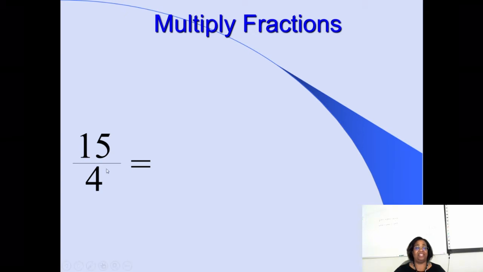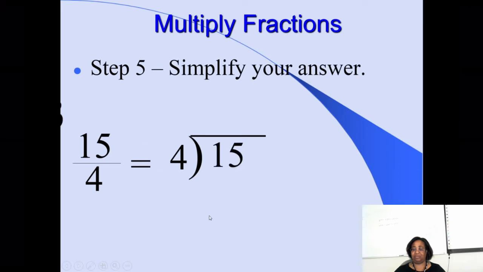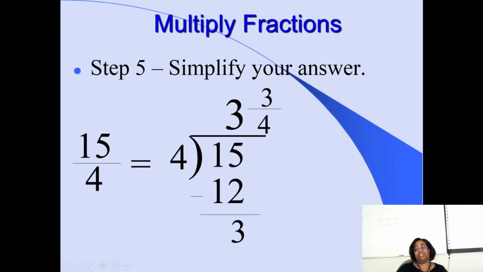Isn't this 15 divided by 4? Remember, one of the uses of fractions is division. So 15 divided by 4, 4 will go into 15 3 times. That leaves me with a 3. So what happens is the remainder here becomes my new numerator. And I keep the same denominator. So my mixed number is 3 3/4, and that is the answer. Can I reduce 3/4? No, I can't. 3 is a prime number, so as soon as you get a prime number, you pretty much know you're done. Okay?